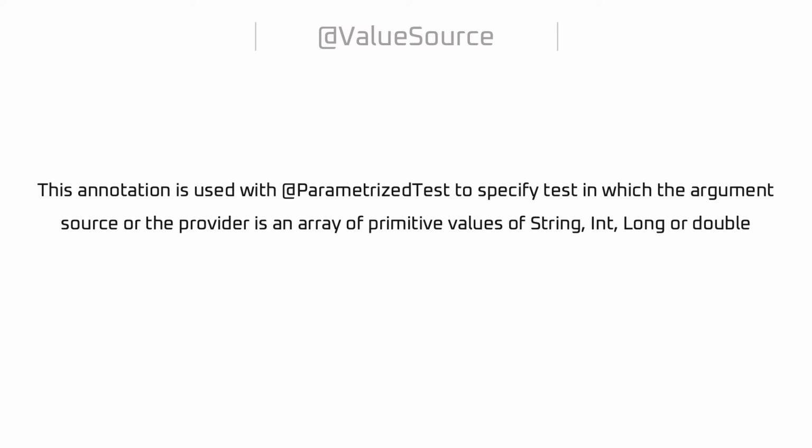This annotation is used with parameterized test annotation to specify a parameterized test in which the argument source or the provider is an array of primitive value of string, int, long, or double. These values are specified inside the annotation using the element strings, ints, longs, or doubles.